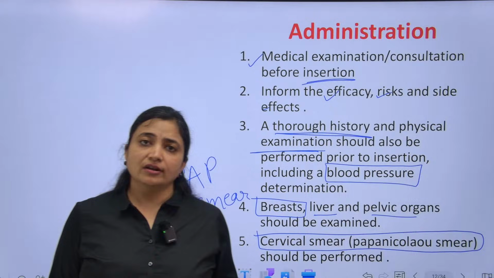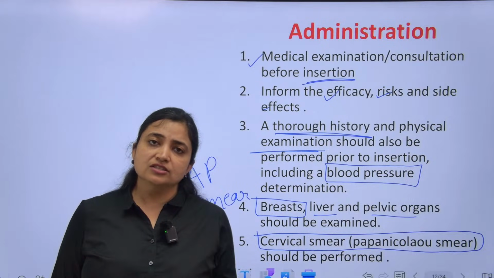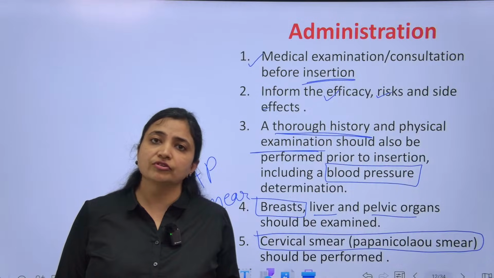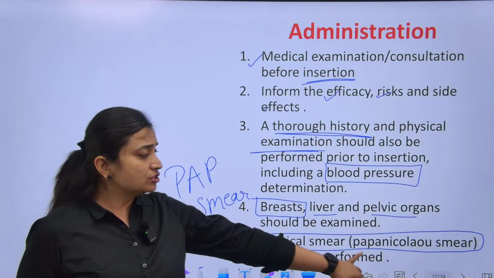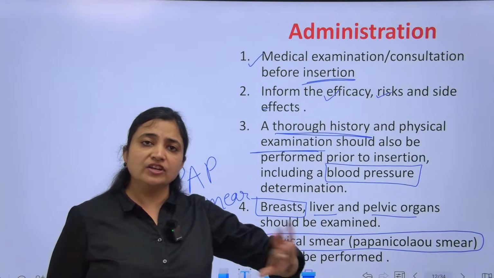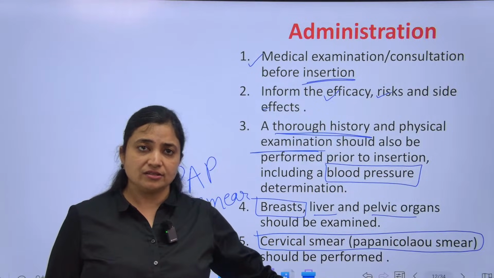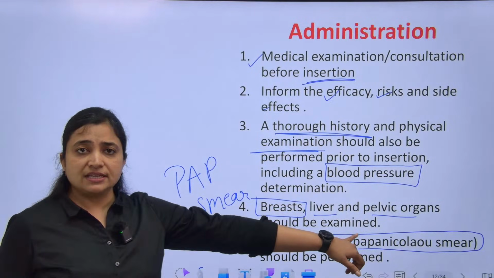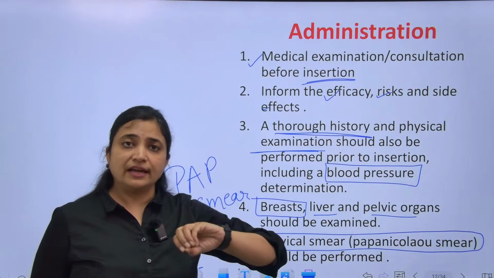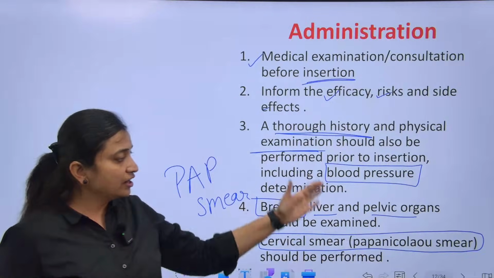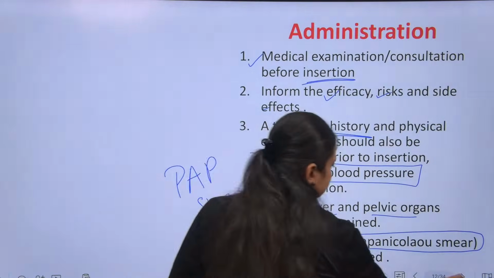We have already talked in contraindications that any sort of dysplasia or malignancy is a big contraindication for LNG-IUS. So first, you should be very, very clear that the patient is not having any dysplasia, any CIN, any carcinoma, any systemic disease, any breast cancer, any liver problems. That's why we are doing a baseline checkup.